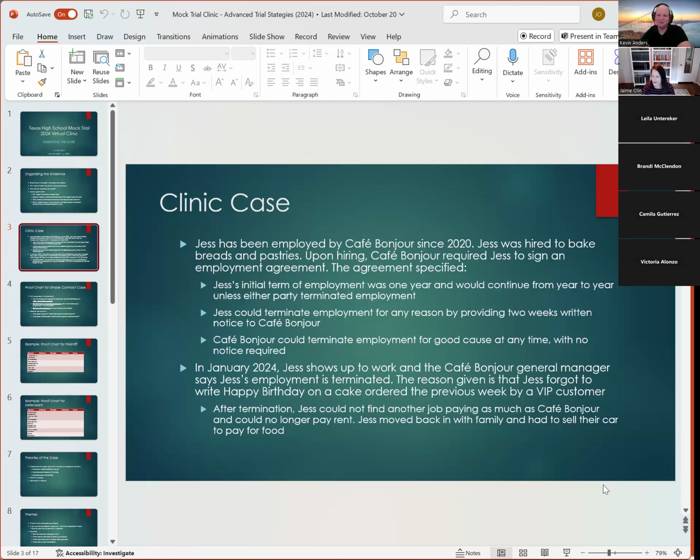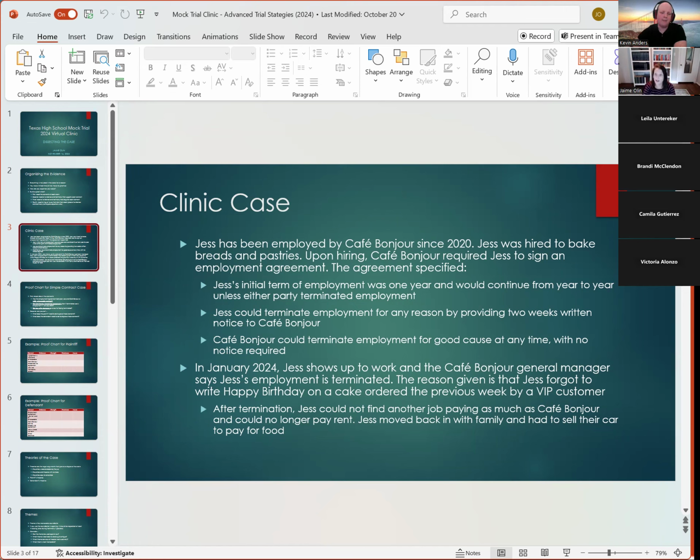Okay, so Keller said, was it required in her contract to write happy birthday? Yeah, that's important. We don't know enough about the contract to know the specifics of what Jess was required to do. All that we know is the contract hired Jess, and it spelled out some terms about how the contract could be terminated, but it didn't say you have to follow a customer's order to the T or else you risk being terminated, and that the employer could call that good cause for termination. So that's an important question.